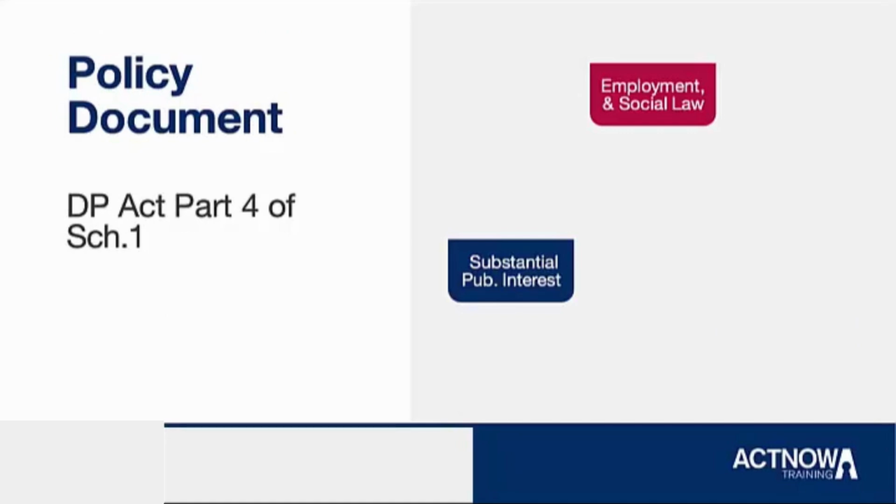If you are going to use the substantial public interest grounds of processing or the employment and social law grounds of processing, the Data Protection Act 2018 also requires you, in Part 4 of Schedule 1, to ensure that you have an appropriate policy document in place. This requires you to outline pretty much everything that's in a privacy notice, but specifically outline how you're going to use personal data in accordance with the principles, especially the sensitive personal data that's here.